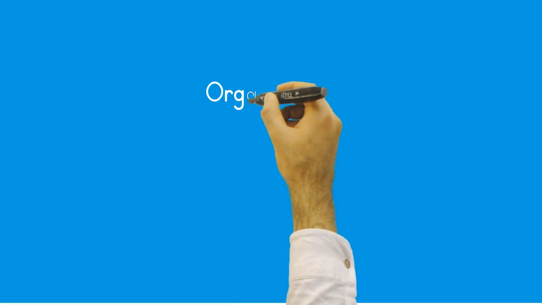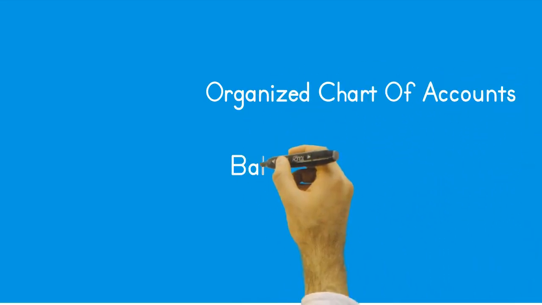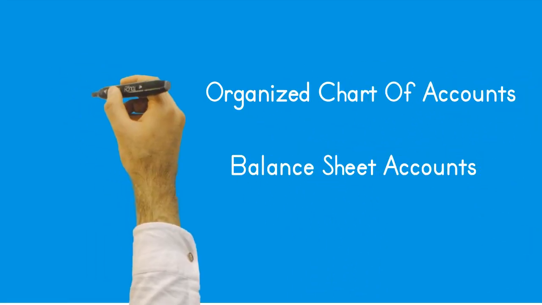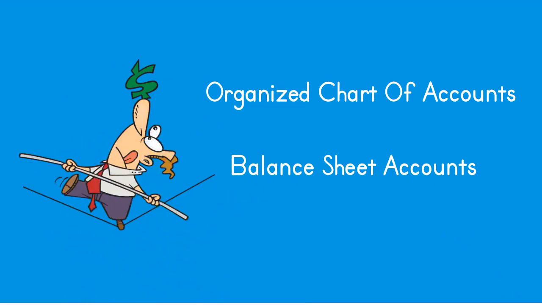How is the chart of accounts organized? The chart of accounts is typically organized and listed in a special order. Balance sheet accounts are listed first, followed by the income statement accounts. Note: this USA order may vary depending on your country. Balance sheet accounts. 1. Assets. 2. Liabilities. 3. Owners', stockholders' equity.